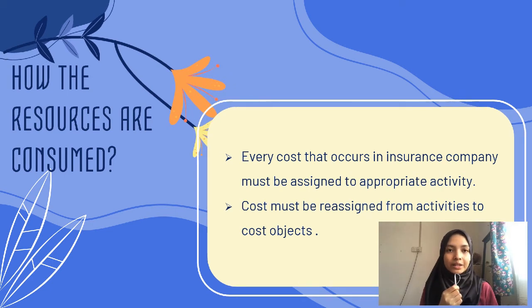Activity-based costing enables insurance companies to understand how their infrastructure resources are consumed by activities and how products, customers, and channels consume those activities. Every cost that occurs in an insurance company must be assigned to the appropriate activity that has caused its occurrence. Then, costs must be reassigned from activities to cost objects based on identified cost drivers. Since insurance companies are service companies, the most applicable cost driver is labor hours or time to perform a certain activity.